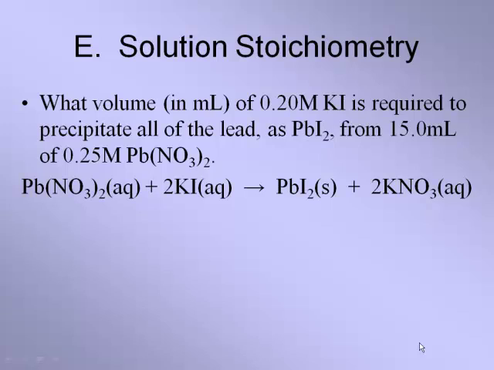So let's look at this problem. It says, what volume in milliliters of 0.20 molar KI is required to precipitate all of the lead as PbI2 from 15 milliliters of 0.25 molar lead nitrate? Now here's the thing about these problems. There's really only one way to do them. So it's not like the other ones where you've had a lot of different options or you can compare things. There's only one piece of information that's given in this problem, and they tell us that we have 15 milliliters of this solution, which is right here.